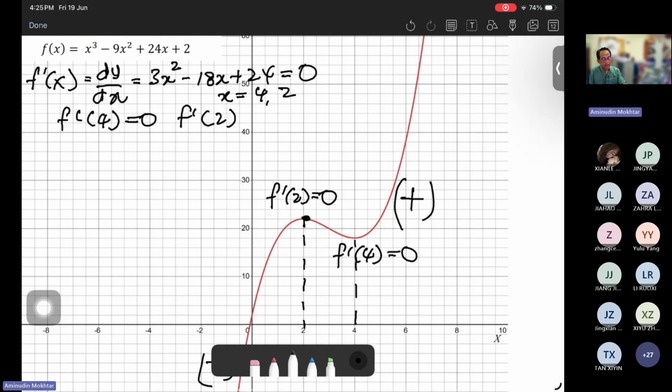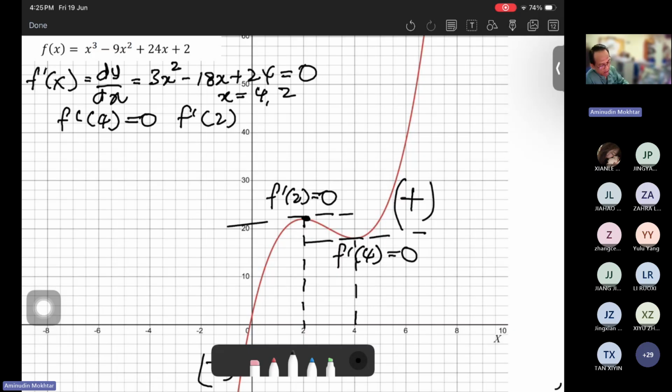Now we know that this function has two critical points: x equals 2 and x equals 4. At these two critical points, the slope of the function is equal to 0. Besides that, we can also draw a horizontal line like this to show that the slope of the function at that point is equal to 0.